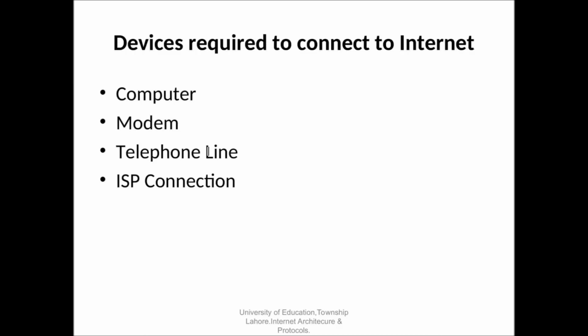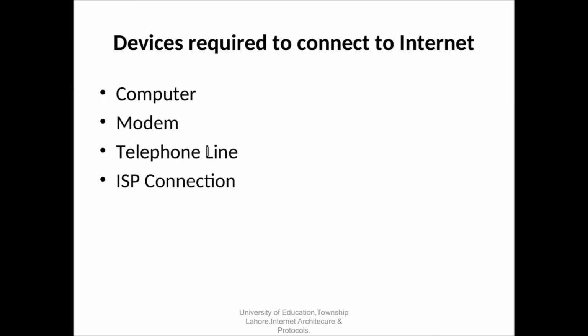Next is the telephone line. So dear students, the telephone line is very important in this sense. If we use a wired connection, we must have a telephone line, and on that existing telephone connection we can send our data. So the telephone line is compulsory. And the last is the ISP connection.